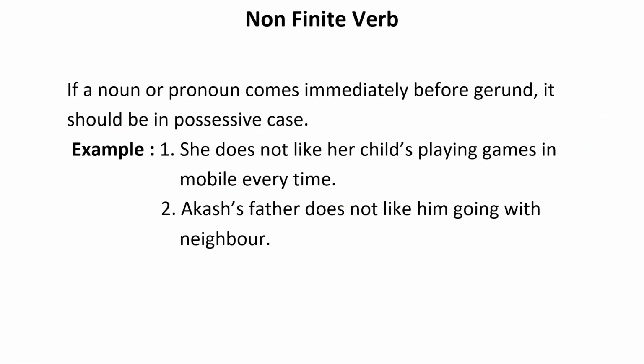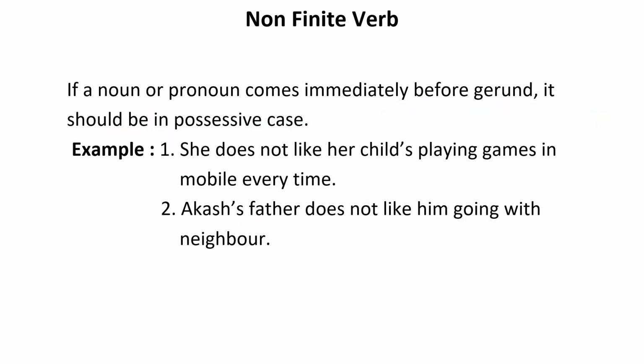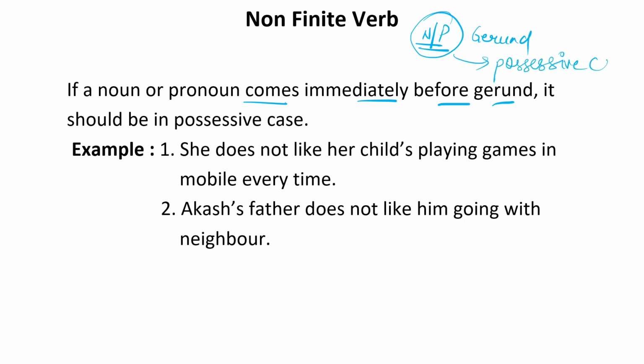Now there are several rules related to gerunds, and errors come from this part. Let us see those. If a noun or pronoun, this is very important, comes immediately before a gerund, that is, if in a sentence a gerund is written and just before it we have either a noun or a pronoun, we use this noun or pronoun in the possessive case.